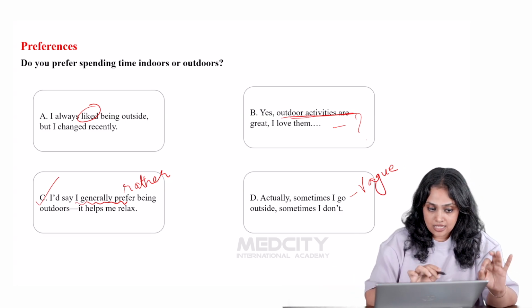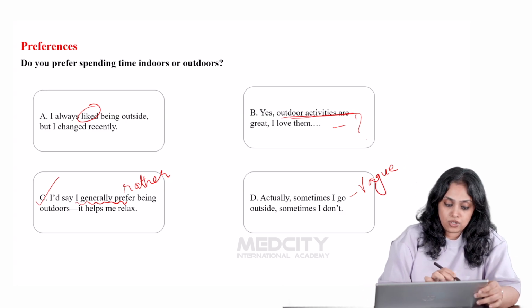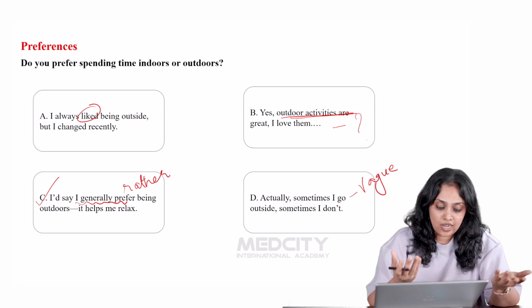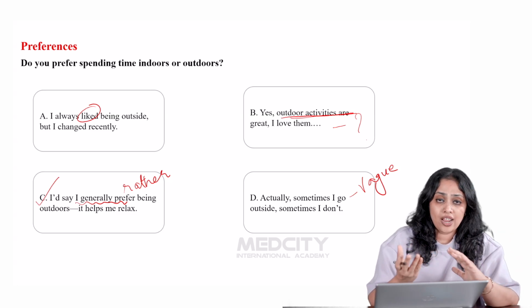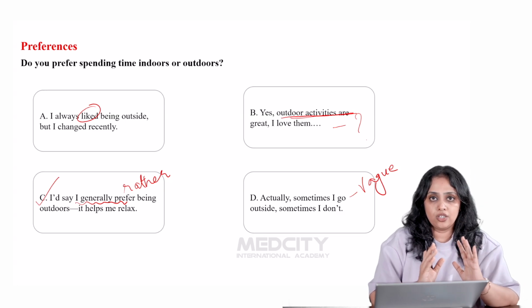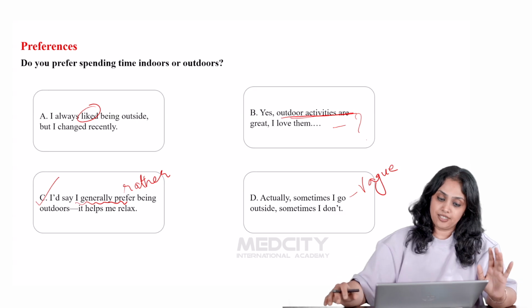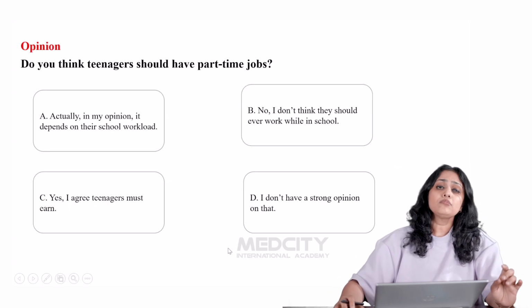And in cases where you're given a choice to choose between two, it's always good to start by saying that I would say I generally prefer whichever side you're preferring, or you can say that I would rather prefer whichever side you are preferring, and then give an explanation why you prefer that. Okay. Now let's move on to the next one.